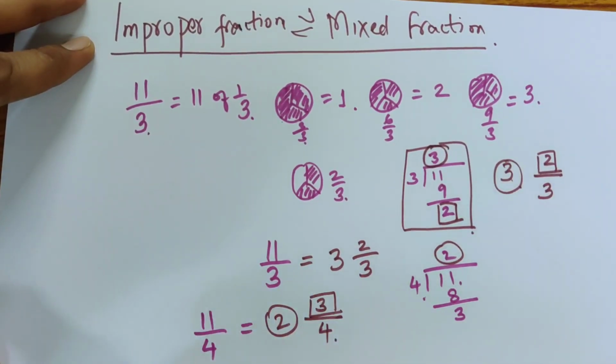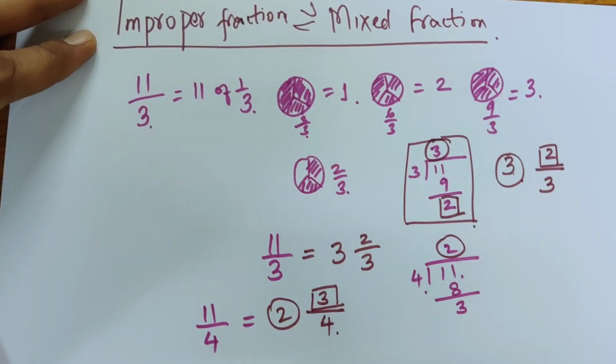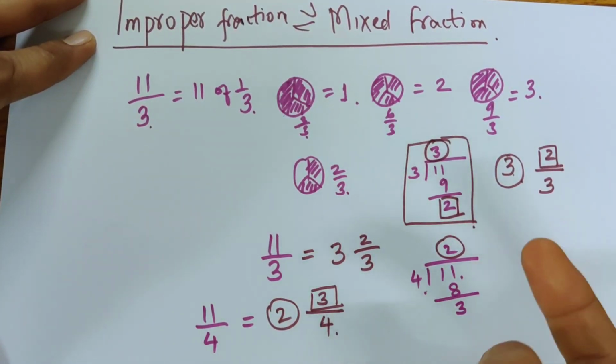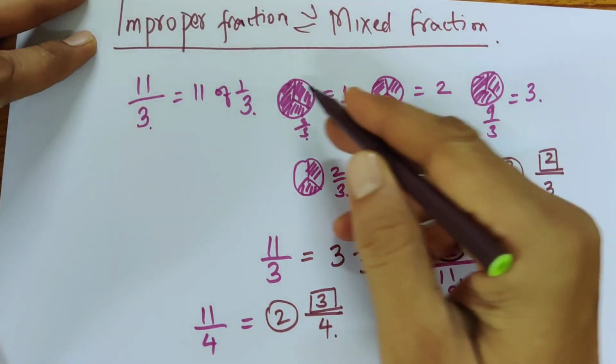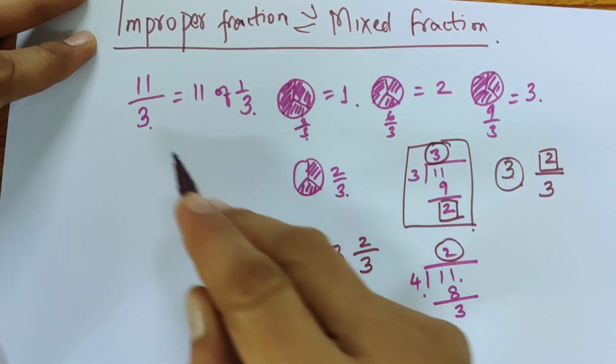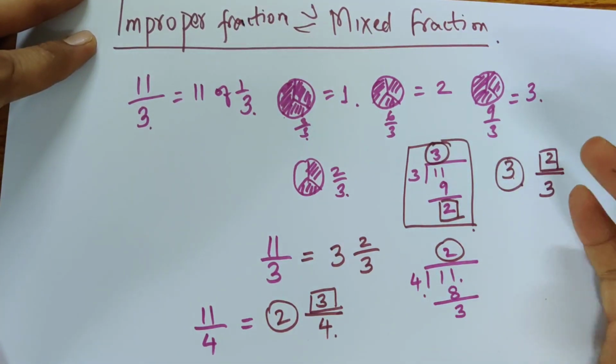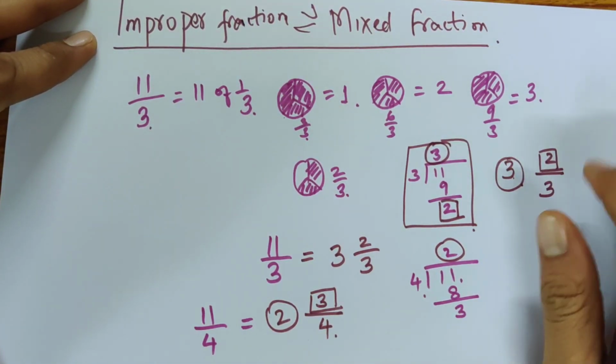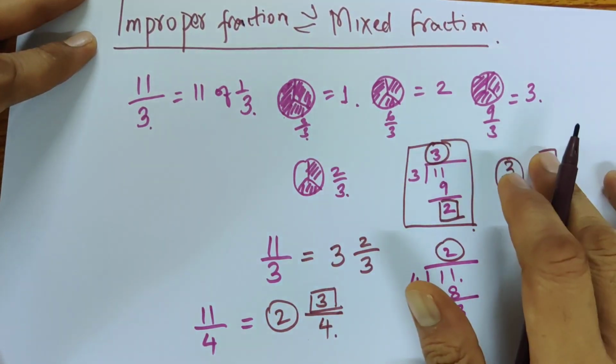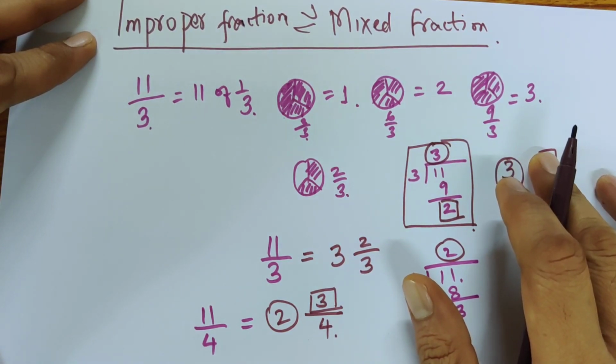So this is how we are converting an improper fraction into how many fulls, wholes are there, and how many are left. Obviously you can't convert a proper fraction into a mixed fraction, because in a proper fraction you have less than a whole. So you are only converting an improper fraction, that is more than a whole, into how many wholes and what is the fraction that is left. That's all it is, to convert an improper fraction to a mixed fraction.